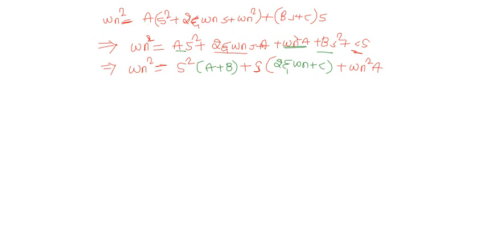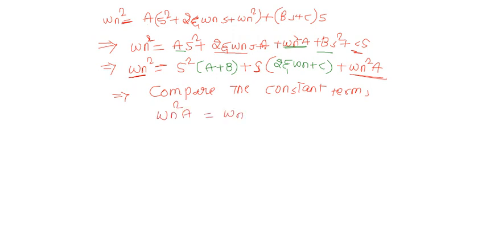In order to find out the A, B, C values, I am doing the partial fractions. So here, first one is compare the constant terms. In order to find out A value, compare the constant terms. We are having only one constant term, and in the left hand side we are having only one constant term. So omega n square A equal to omega n square. Omega n square and omega n square getting cancelled. So you are getting A value as 1.